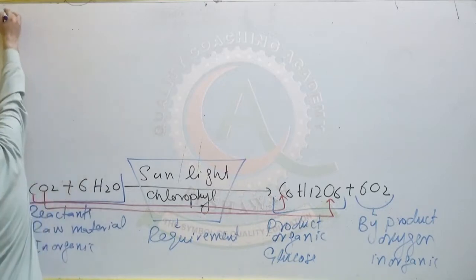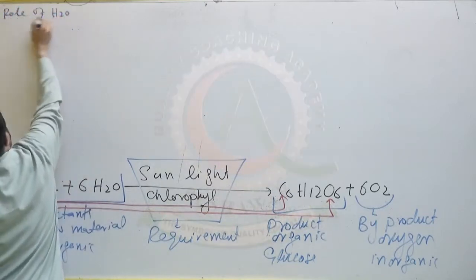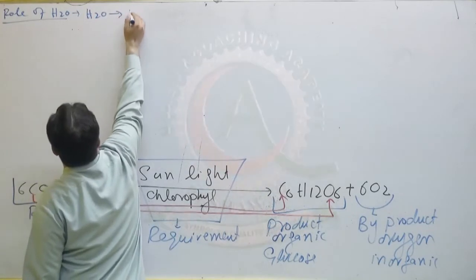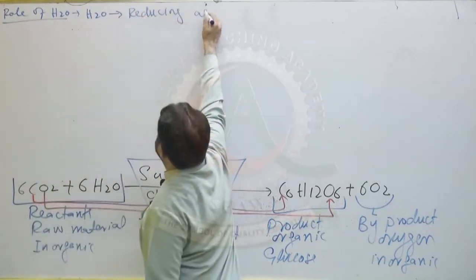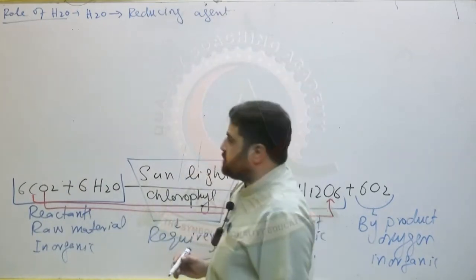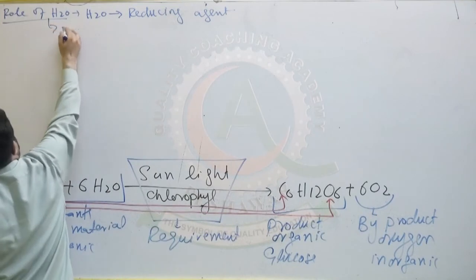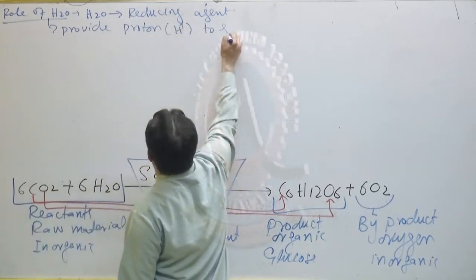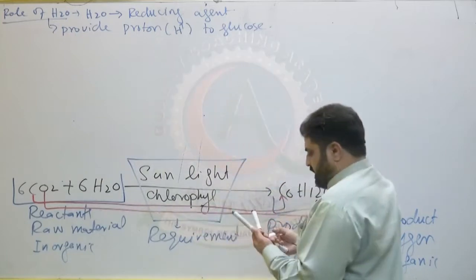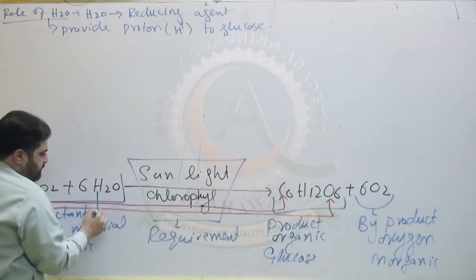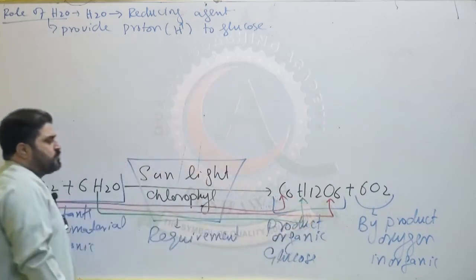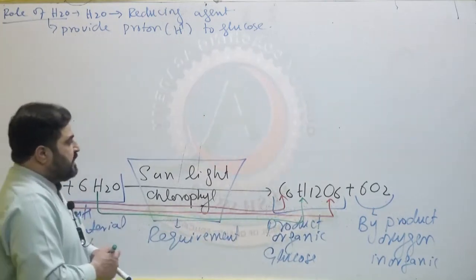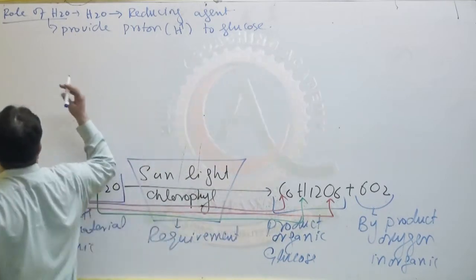Second, now we are going to discuss what is the role of water molecules. Here, water is considered to be the reducing agent. Their basic role is that they provide protons, meaning hydrogen ions, to the glucose molecule. Just look here. We are observing that the glucose molecule has hydrogen. So it gets this hydrogen from this water molecule. That's their basic function.